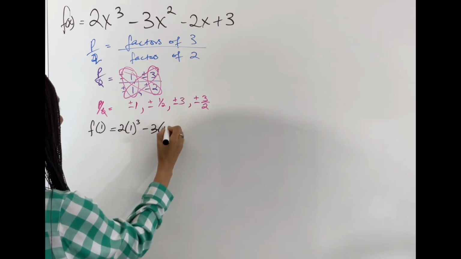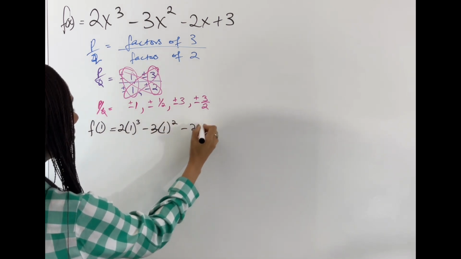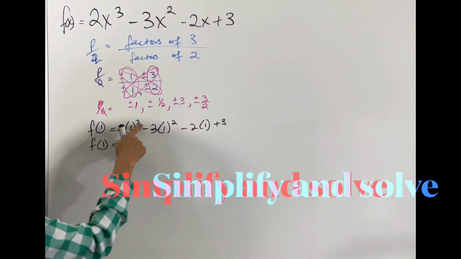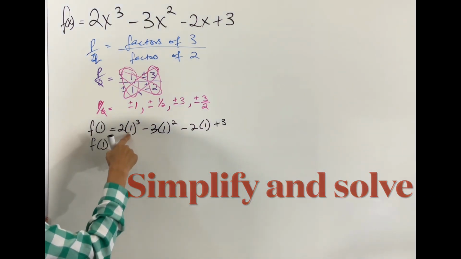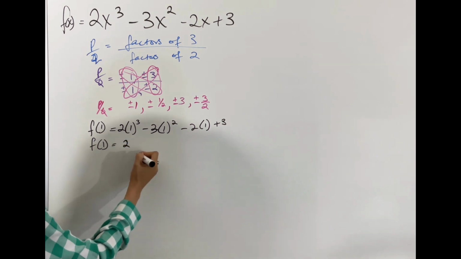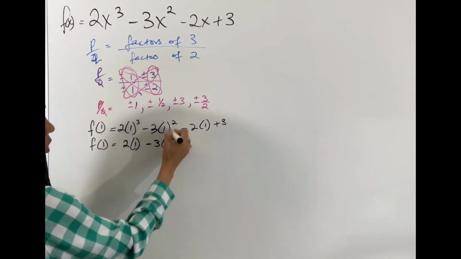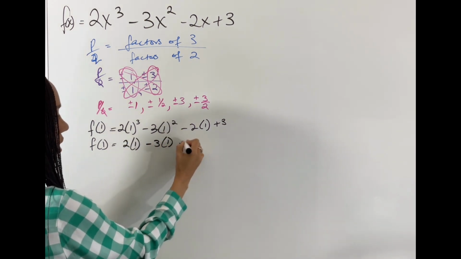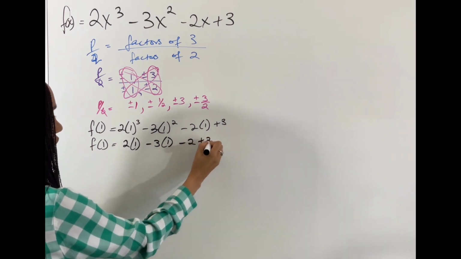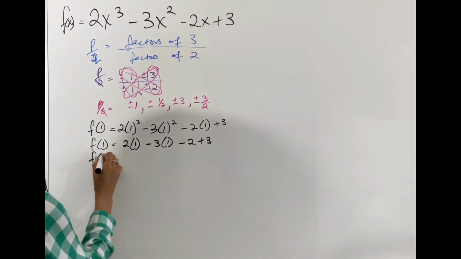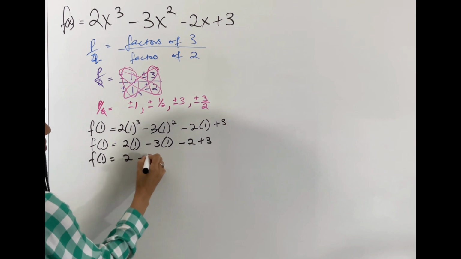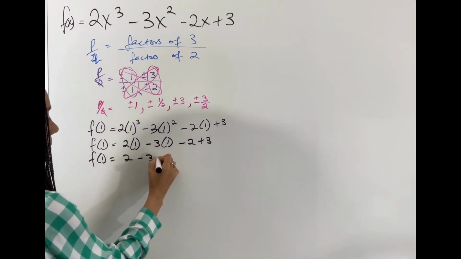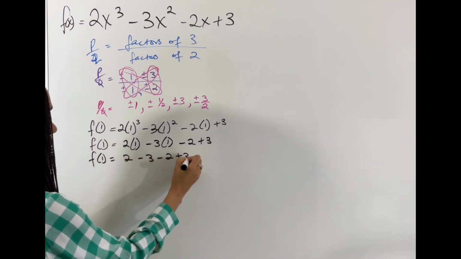So we can simply substitute 1 wherever we see x, and we are going to substitute everything here. 1 to the third power is 1, and 1 times 2 is going to be 2. Minus 3 times 1 to the second power, which is 1. This is going to be 2, and this is going to be plus 3. F of 1 is going to be 2 minus 3 minus 2 plus 3.